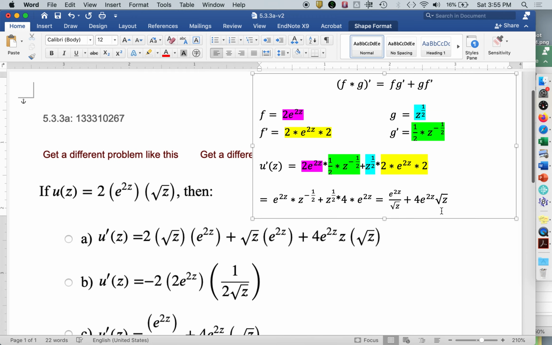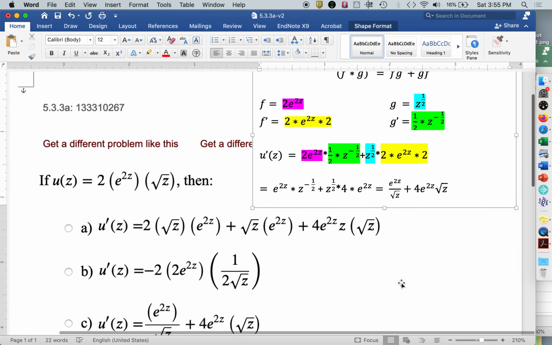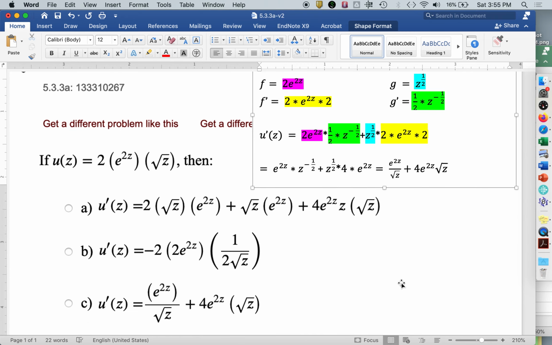All right, so I know choice A has way too many terms, right? I have some stuff plus some other stuff plus some other stuff. Definitely that A is not it. Similarly, B has too little stuff, right? I don't have a plus at all. I have no second term on B. C might be a possibility. It has the right number of terms, just glancing at it. Does it have all the right stuff? Let's see. I've got e to the 2z on top, square root of z on the bottom, plus 4 e to the 2z, square root of z. Yes. So it's definitely going to be choice C.